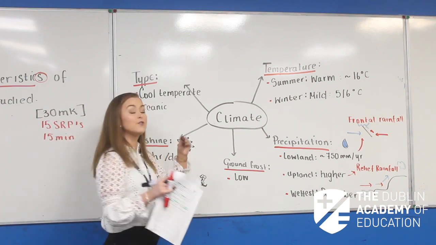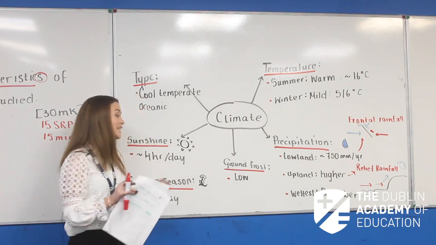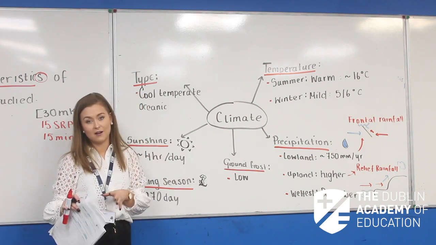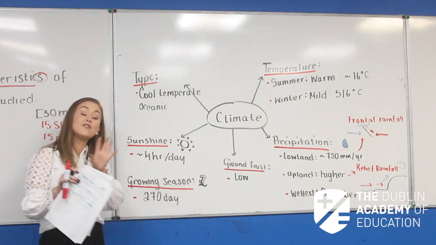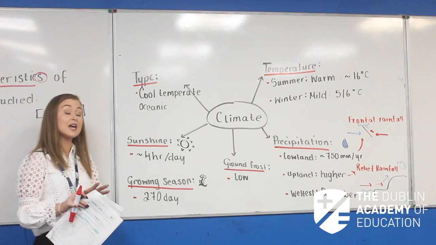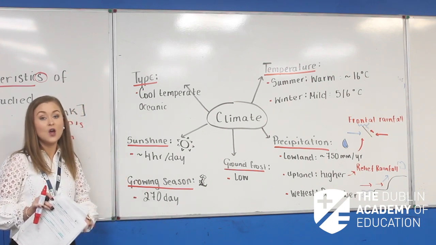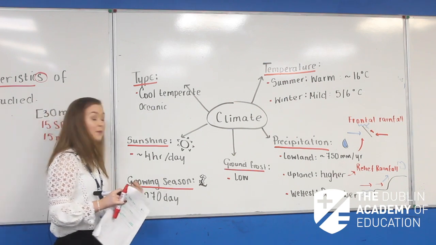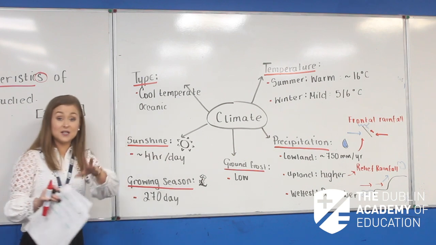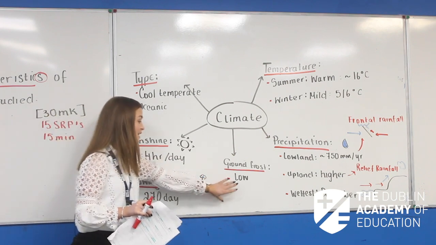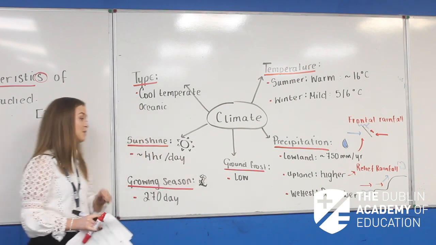Now, ground frost is very, very low due to our proximity or location beside the Irish Sea. This means our crops ripen earlier in spring. Finally, our sunshine, we receive on average 4 hours of sunshine per day, and we have a growing season of 270 days, which means our crops again will ripen earlier in spring, okay? I meant to say actually, so I apologize if I didn't say this correctly, I meant to say they're not killed off during the winter months, okay? So just to correct myself there.